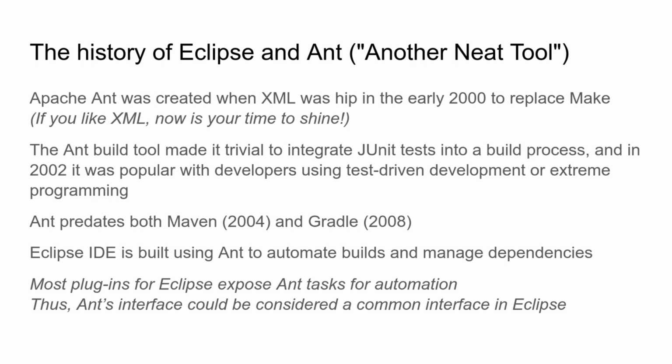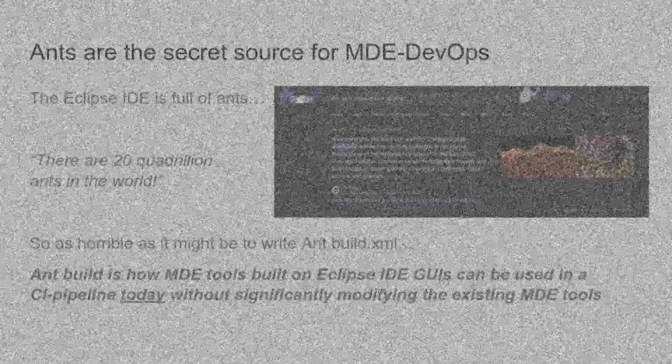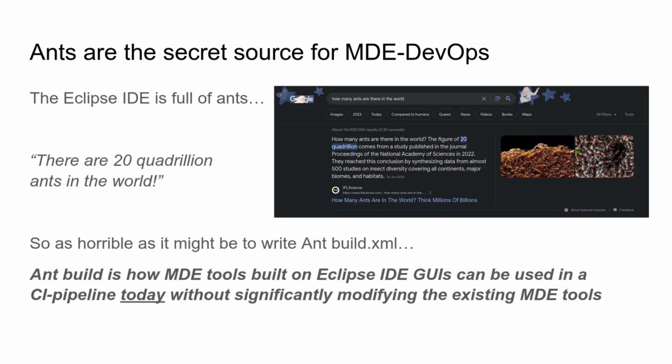The Eclipse IDE was built using Ant to automate its build and management of dependencies. As such, most of the plugins for Eclipse and the Eclipse IDE expose some Ant methods which can be used for automation, and thus Ant is our interface for operating the Eclipse IDE without a GUI environment. So ants are the secret sauce for MDE-DevOps, and the Eclipse IDE is full of ants.